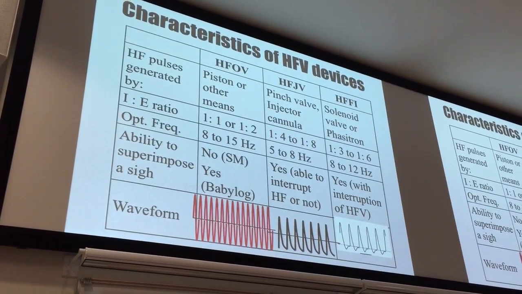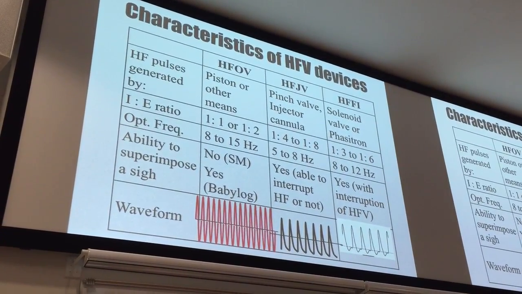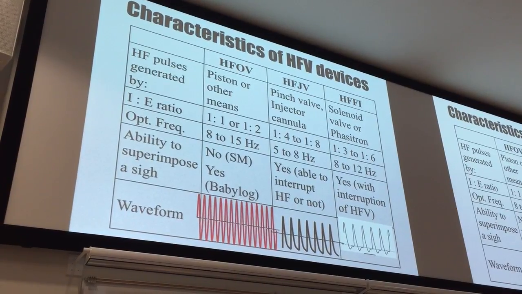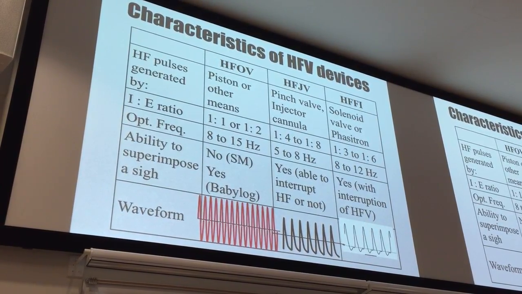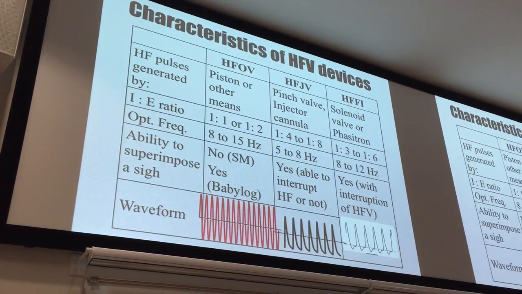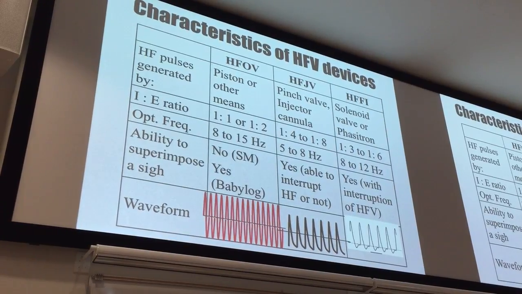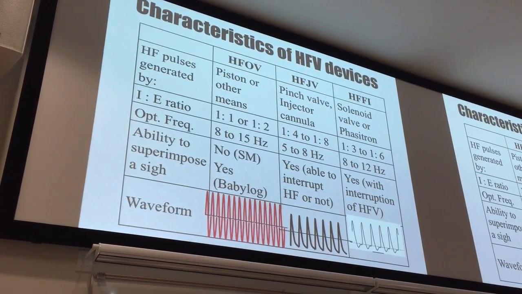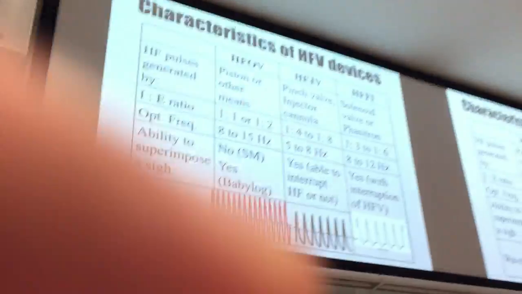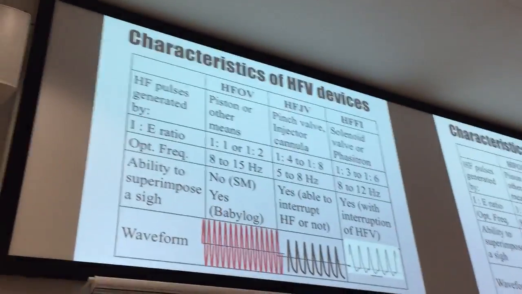But a couple of things you need to remember. One is because of the very short I time, the mean airway pressure is only a tiny little bit above your PEEP, so you have to use PEEPs that are higher than what you'd ever set on a conventional ventilator. And that's one important thing to remember. But the second is, do pay attention to adequacy of expiratory time.